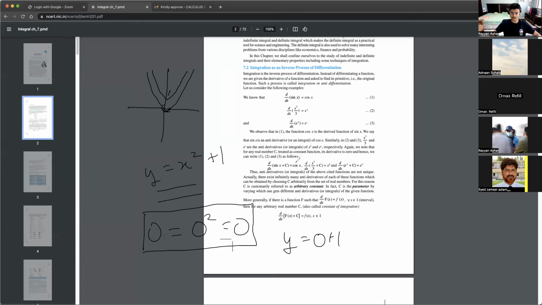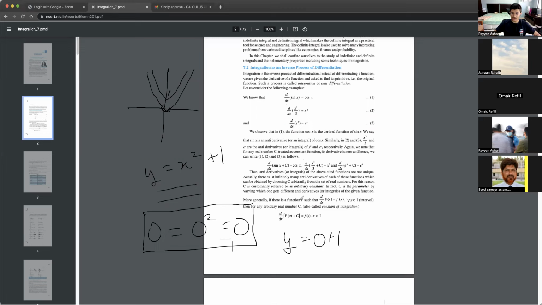So essentially what they're saying is, since the constant does not affect the differentiation, there can be infinitely many functions that will give you the same derivative. And these can be obtained by adding different values of c. So like it says here, actually there exist infinitely many antiderivatives of each of these functions, which can be obtained by choosing c arbitrarily from a set of real numbers, and therefore we call it an arbitrary constant. In fact, c is the parameter by varying which one gets different antiderivatives or integrals of given functions.